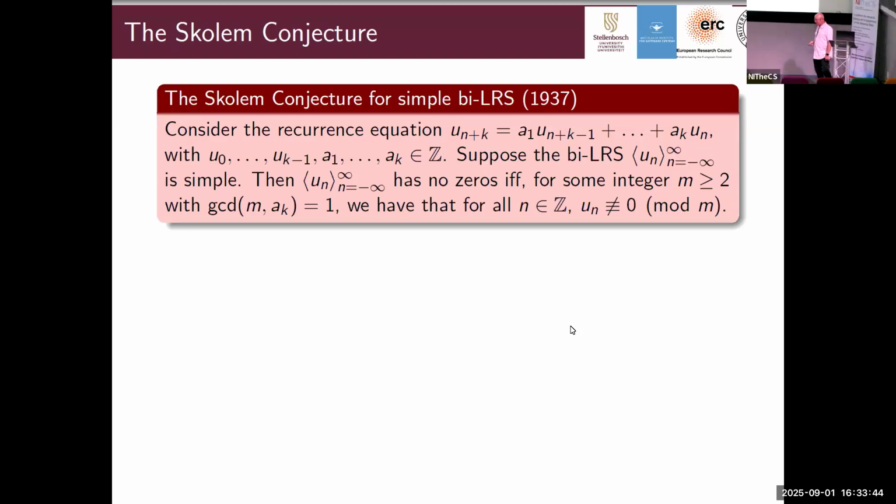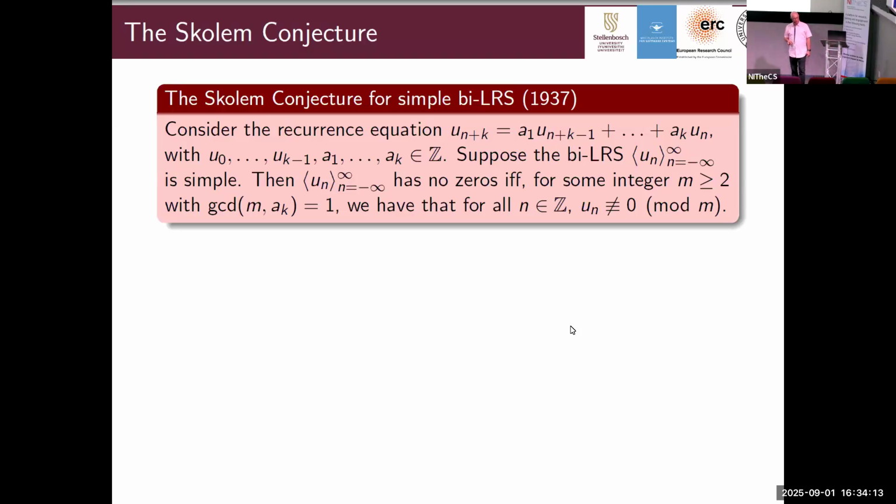To decide that it's simple, you will have to take some polynomial and maybe compute the GCD of that polynomial with its derivative, and decide that they are co-prime, if you don't want to factor it. That will be the easy way to do it. And then this sequence has no zeros if and only if, for some positive integer m which is co-prime to the last coefficient of the recurrence, u_n is not equal to 0 modulo m.